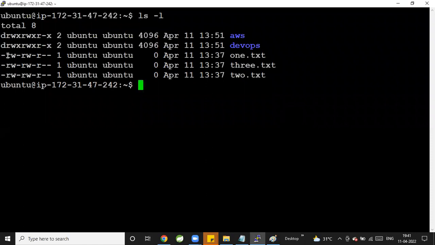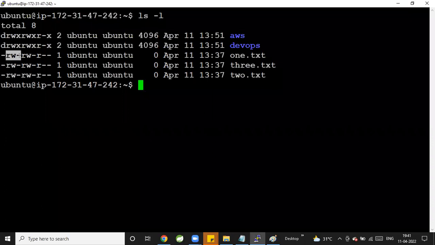Here, the user is having read write permission, but there is no execute permission. Got it? Now, how can we add permission for the user to execute the file? How can I add some permission? How can I remove some?